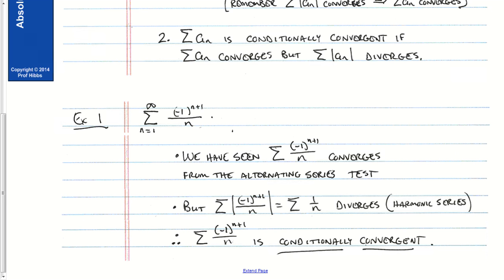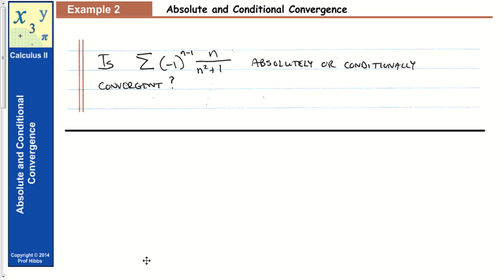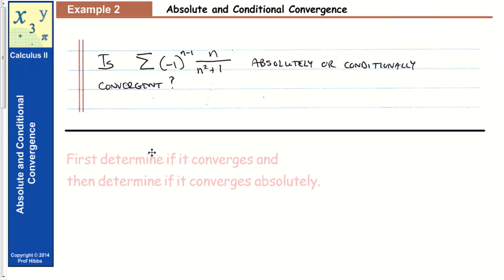Okay, let's look at some more examples. We want to know whether this series is absolutely or conditionally convergent. What we first have to determine is if it converges itself. Then we'll worry about whether it converges absolutely. So we look at the series now. What might we try on this series?